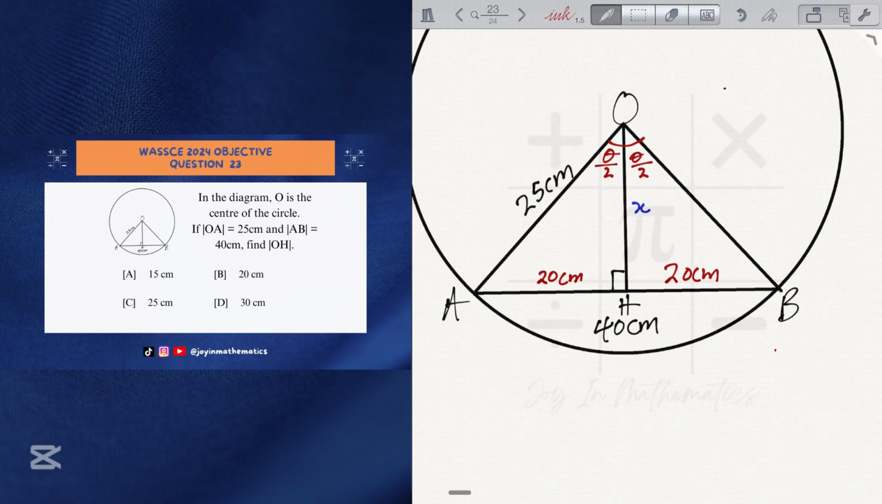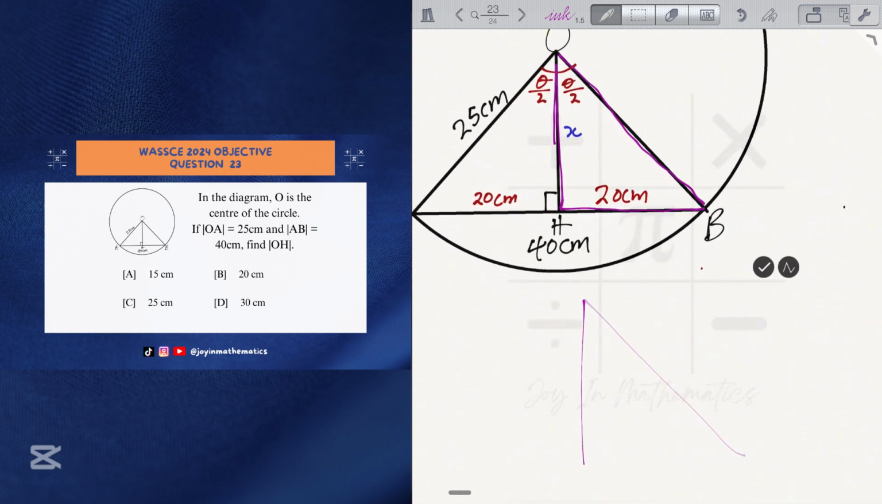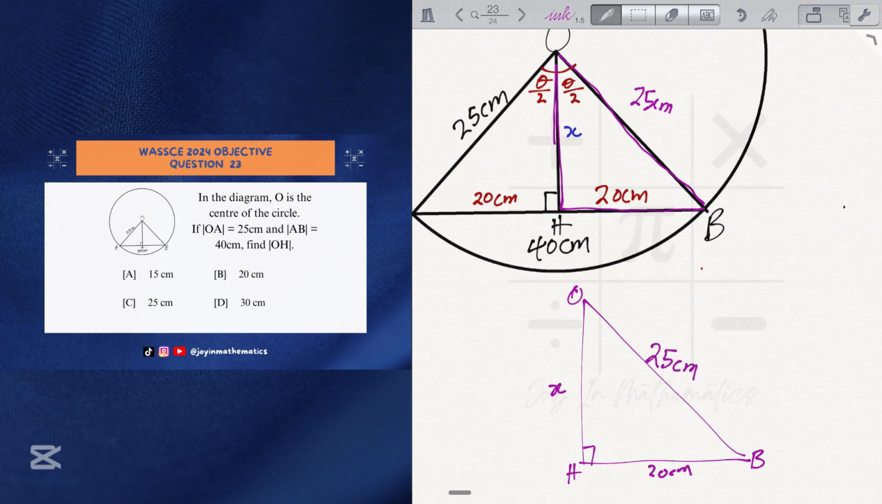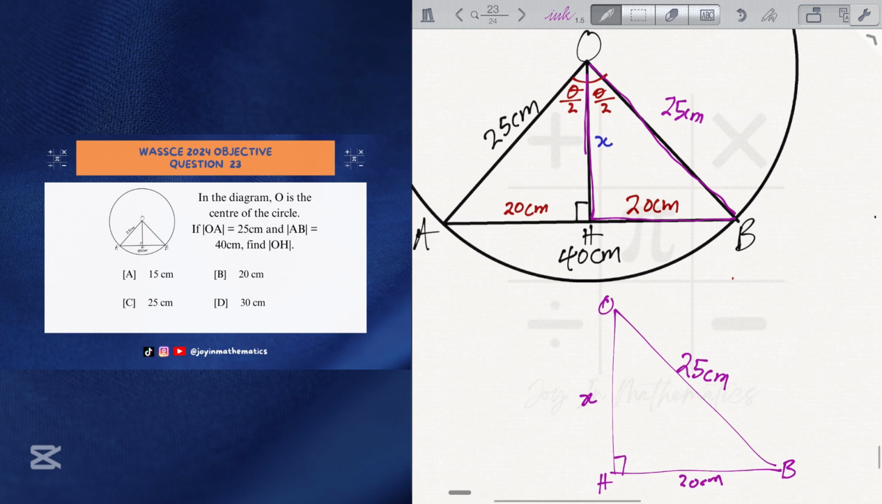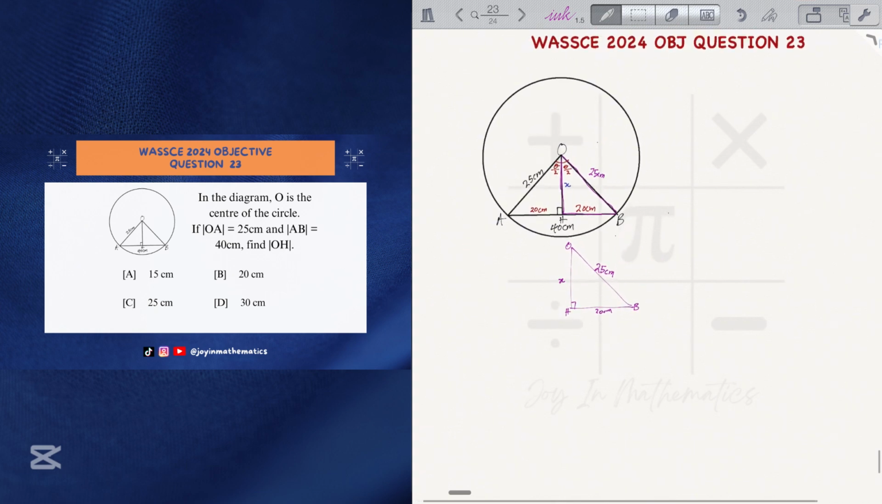So in view of that, we can bring out just one triangle. So let's bring out this triangle, the right-hand side. Remember, it's a right angle triangle. So bringing out that triangle, we have something like this: O, H, and B, right angled, X, and 20 centimeters. Remember, the length here is the same as the length here, so we'll also have 25 centimeters. 25 centimeters is the radius. So how then can we look for x in this situation?